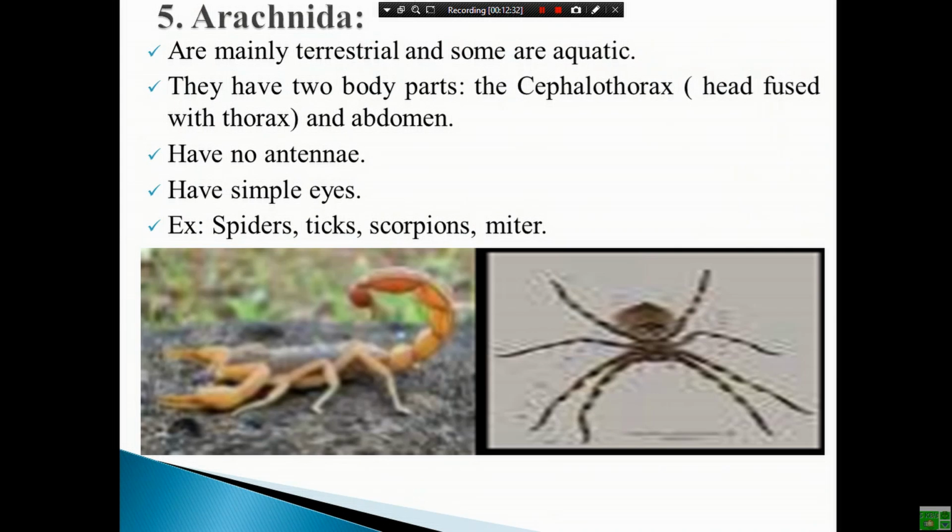The first one is scorpions, and the second structure in the diagrams is spiders. So spiders and scorpions are grouped under class Arachnida, phylum Arthropoda, kingdom Animalia.